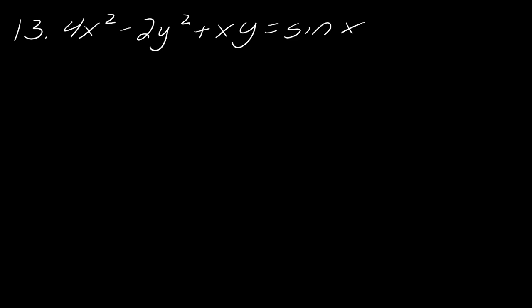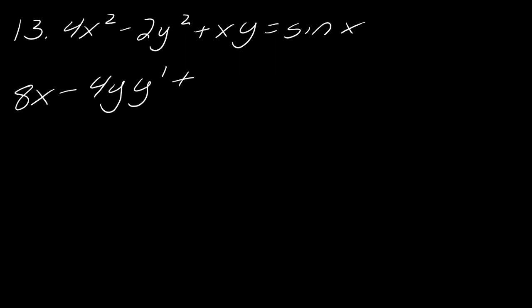So for number 13, once again, this is an example of implicit differentiation. You know right away because you have these x's and y's all baked into the same equation here. So let's just go ahead and get started with this. So the derivative of 4x squared is 8x. The derivative of 2y squared will be 4y, except since I took the derivative with y, I have to write a y prime here.